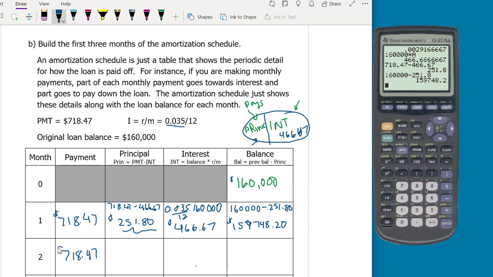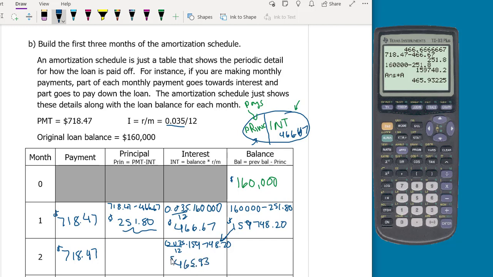Okay, so let's do the next month, and then I'm going to show you how to do this in a spreadsheet. So for the second month, we're going through the same process. We're going to start by finding our interest. We're going to take the 0.035 divided by 12, multiply that by, oh, actually, we're not going to multiply it by 160,000. We're going to multiply it by our balance, and we've paid off a little bit of our loan, so we're going to multiply it by this balance, $159,748.20. So I'm going to take this amount and multiply that by my interest rate, A.